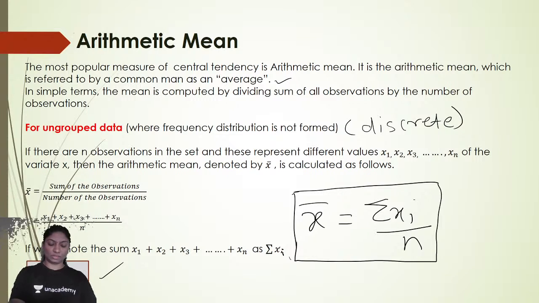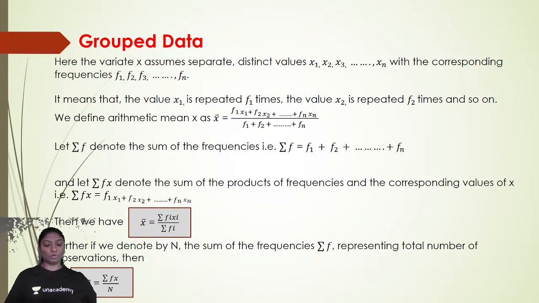Okay, now next. Let's see the grouped data. For the grouped data, the variate x assumes separate, distinct values x1, x2 up to xn with the corresponding frequencies f1, f2 up to fn. What do you mean by frequency? As we know, the term frequency means the number of times a particular object or value appears. So the value x1 is repeated f1 times, the value x2 is repeated f2 times, and so on.